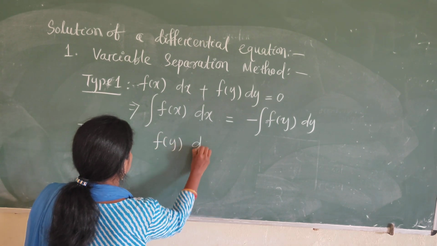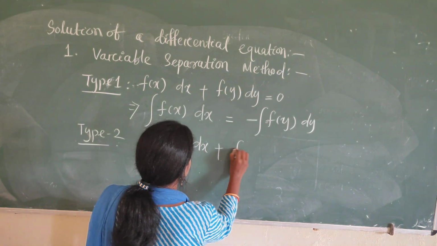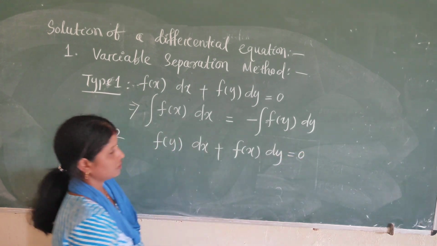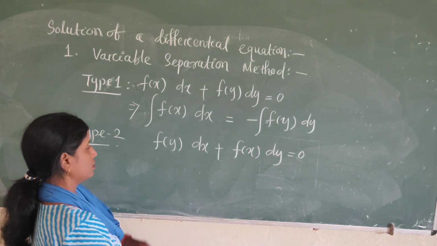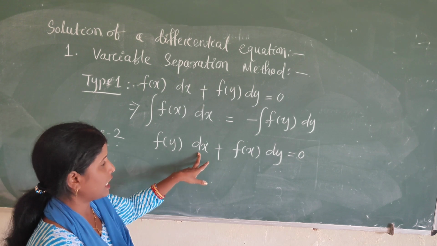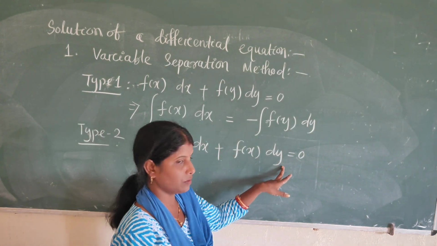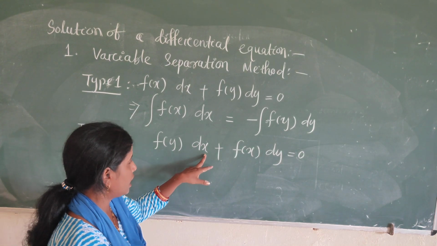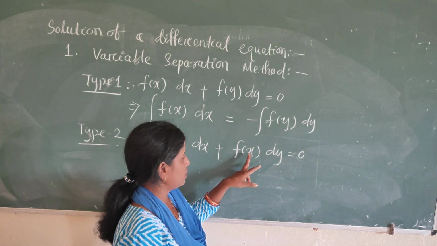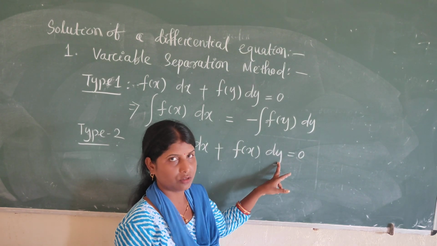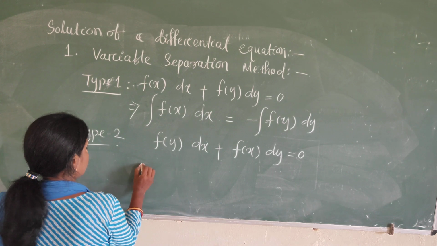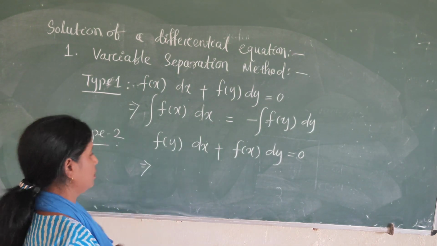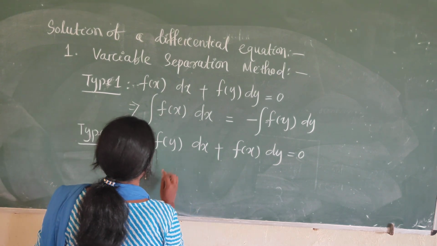f of y dx plus f of x dy equal to 0. Here f of y dx, f of x dy. Here y is a variable and x is a variable, and here also f of x with respect to dy. We can never integrate as it is, so we have to separate the variables.